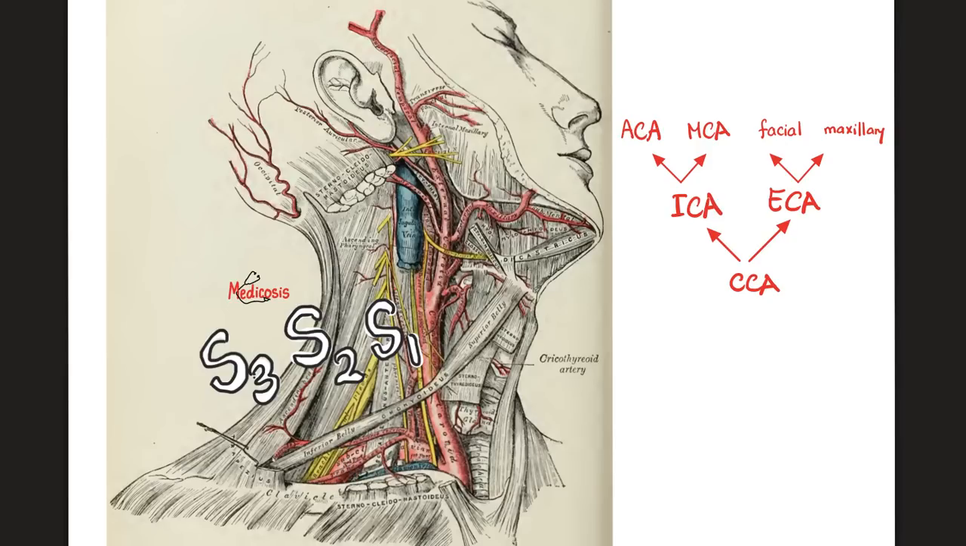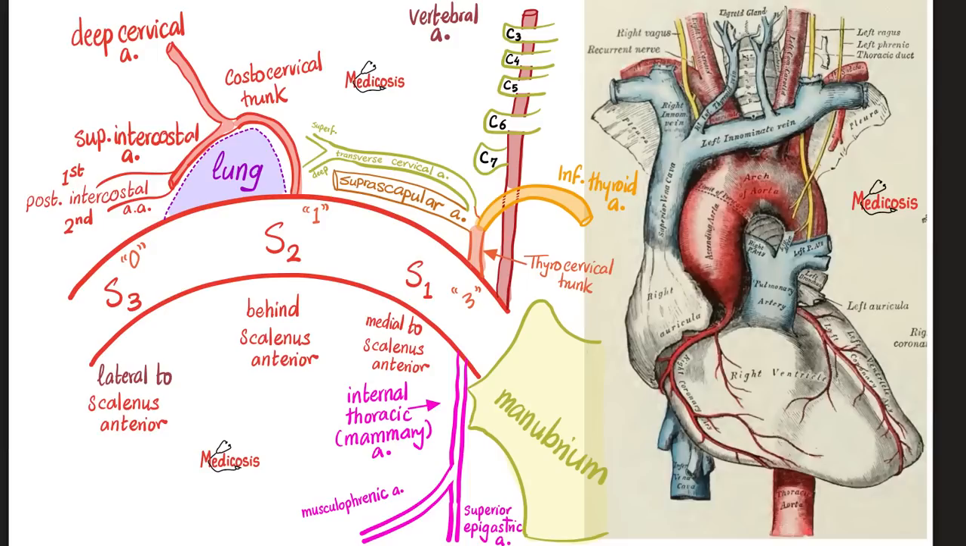And now to the most important part of the video. This is the right subclavian artery. It has 3 parts. First part, second part, and third part. First part is medial to scalenus anterior. Second part is behind scalenus anterior muscle. The second part is accompanied by the brachial plexus. Third part lies lateral to scalenus anterior muscle.